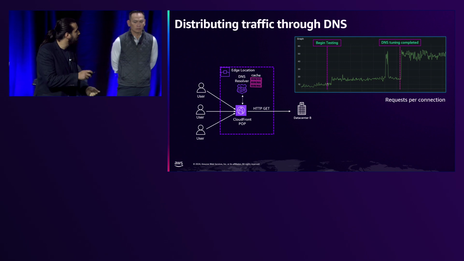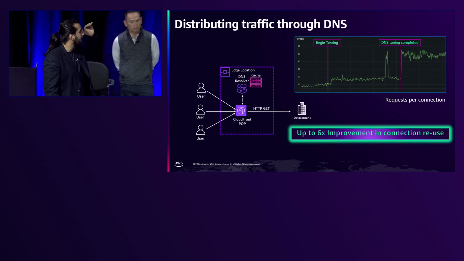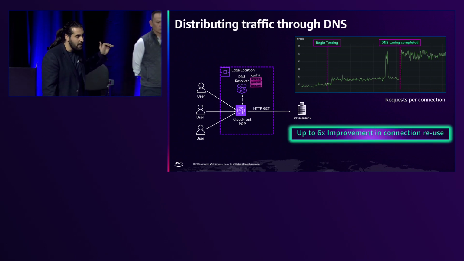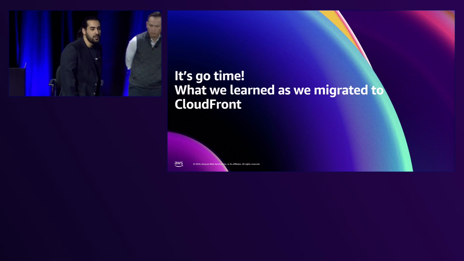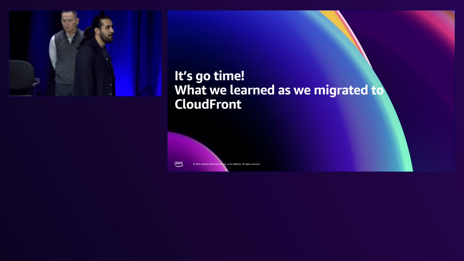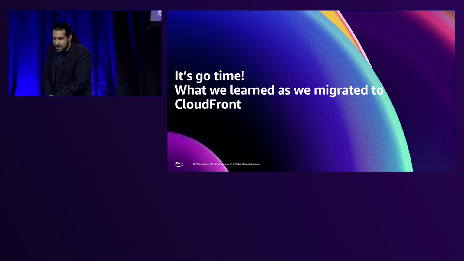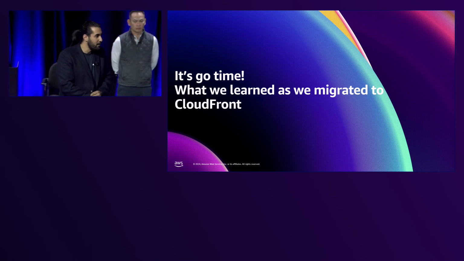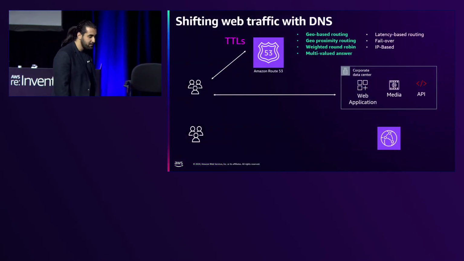And after we kept fine-tuning our connection timeouts and our TTLs of DNS, we saw up to 6x in connection reusability, which for us is critical because the more a connection is reused, the more we are saving time on TCP and TLS termination. And with that, we established all the foundation we needed, and it's go time. It is time to start migrating all our workloads to using CloudFront. We expected after all that for that to be straightforward, but it was not. So let's talk about how we migrated first.